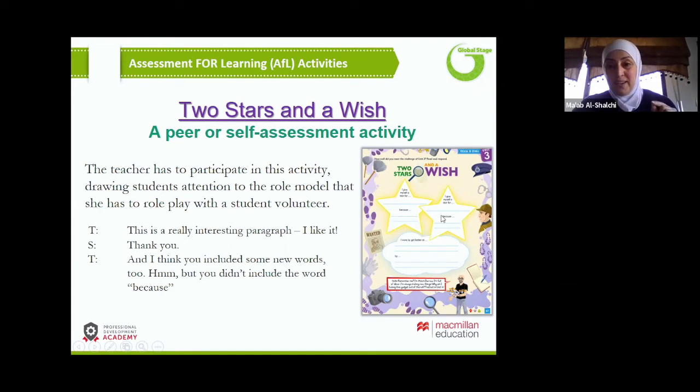So 2 stars, like you can see, and then the wish. So next time, the student will get it right, hopefully, by you would like them to actually write all of this or rewrite it so that you can read it again in a way that they would come back to and learn more from.